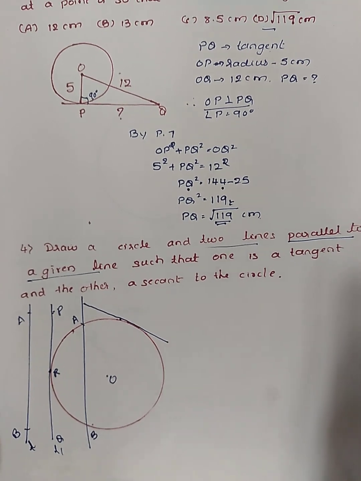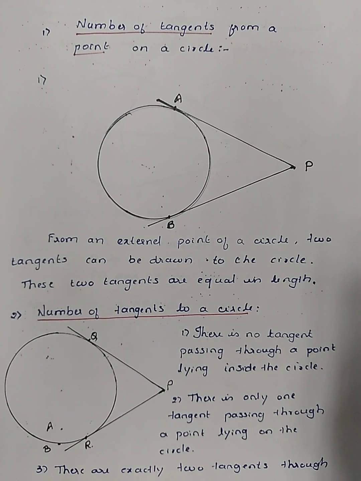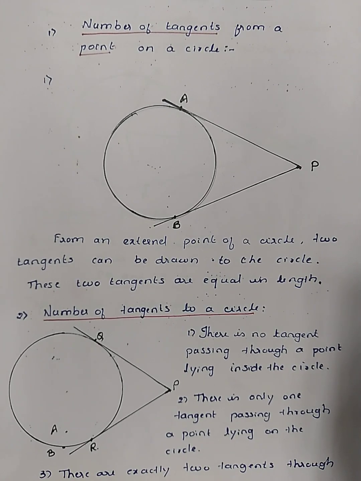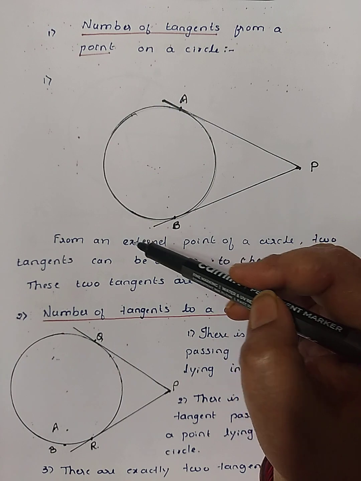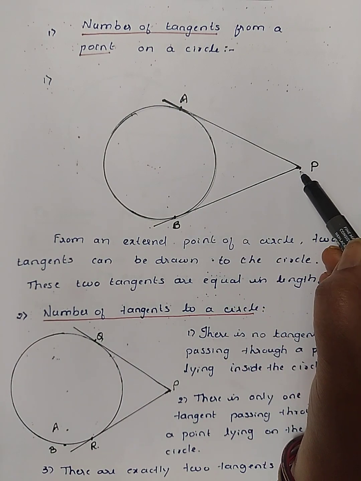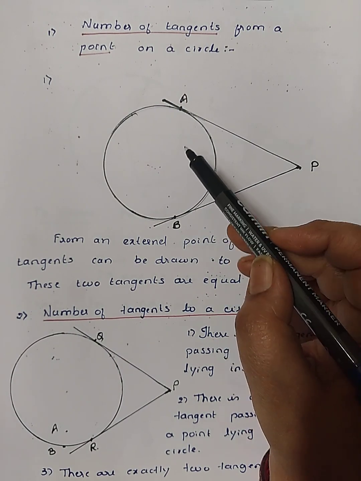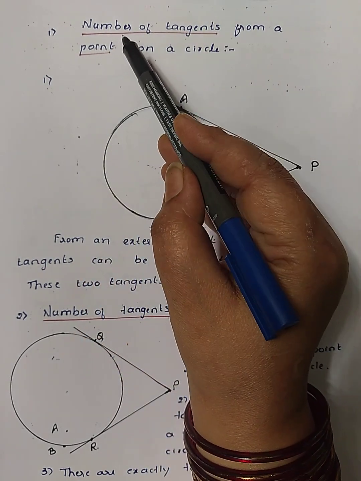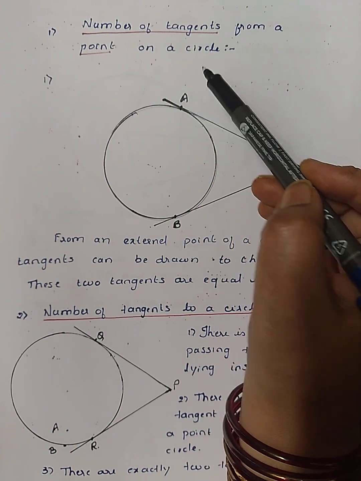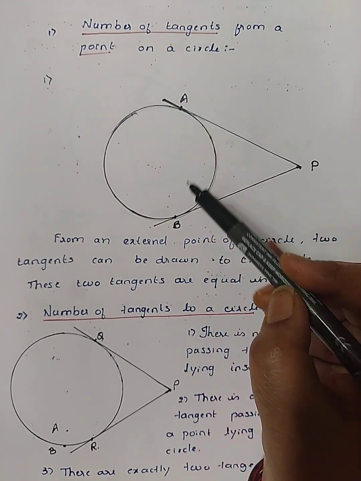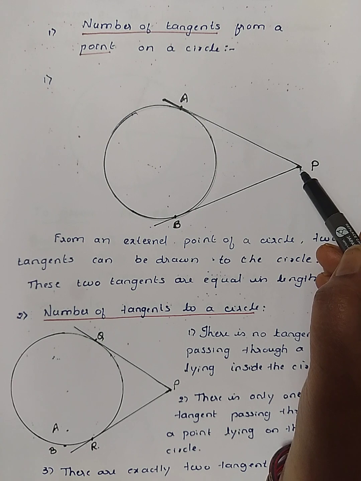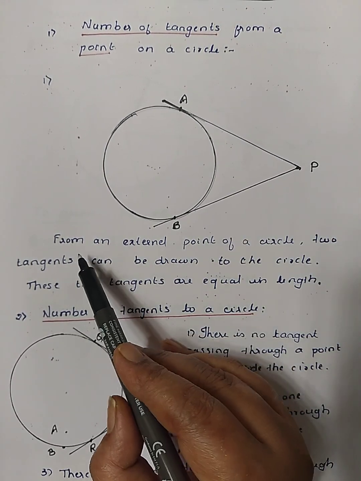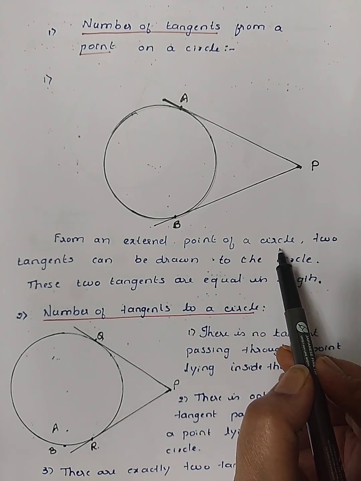So Exercise 4.1 completes. Next, there are some important concepts and one theorem before starting the next exercise. Suppose this is a circle and P is a point outside the circle, and A and B are points on the circle. The first one is the number of tangents from a point to the circle. From this point P, how many tangents can we draw? That is the first main point, from an external point of a circle.